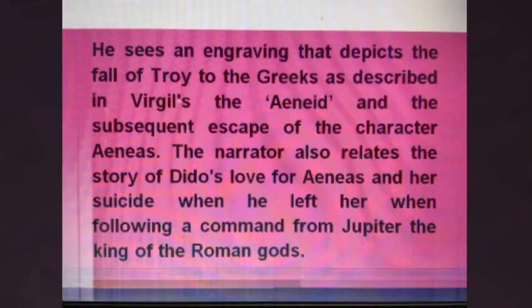And he sees an engraving that depicts the fall of Troy to the Greeks as described in Virgil's The Aeneid and the subsequent escape of the character Aeneas. Then on the walls of the palace he sees an engraving that depicts the story of the fall of Troy to the Greeks, which is described in Virgil's The Aeneid. So remember, Virgil's Aeneid is mentioned in Geoffrey Chaucer's poem, The House of Fame. So it shows him a story of Aeneas and how he escapes, as described in Virgil's epic work, The Aeneid.